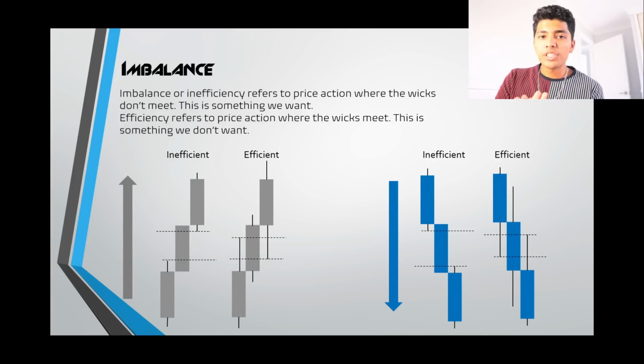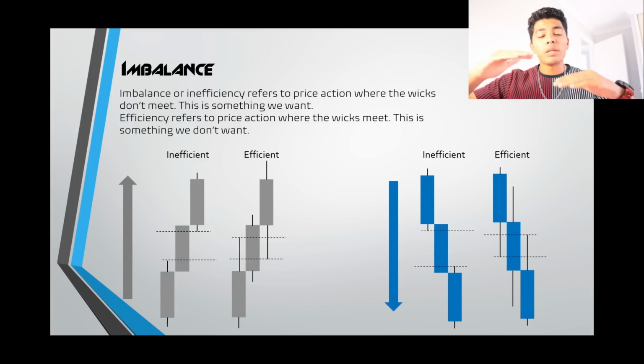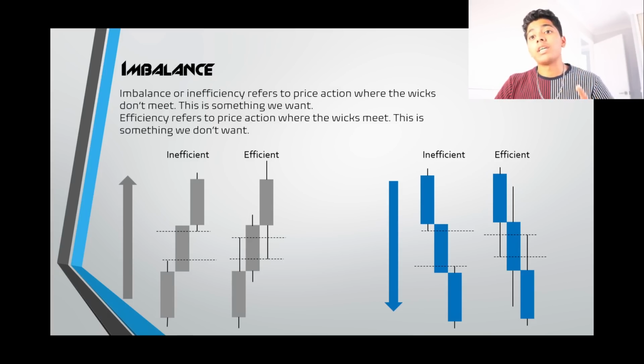Because efficiency refers to there being a balance between the buyers and the sellers. Now, if we have a balance between the buyers and the sellers, that means that we don't have a clear bias or a clear direction where the market is going. That's why efficient price action is bad, because there is no bias, and we want to be entering in markets where price is either moving upwards or moving downwards. Either way is fine, but it needs to move somewhere. That's why we want to have inefficient price action.